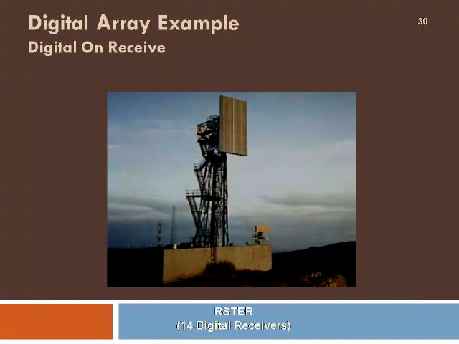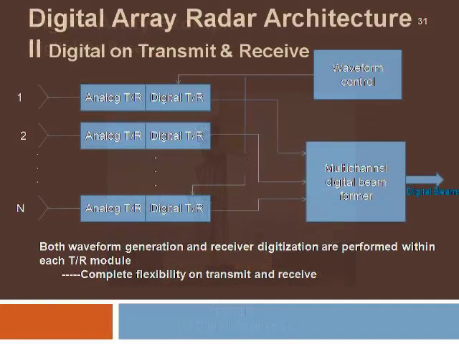So a digital on receive system is shown in this slide here. There are 14 digital receivers in this. Then digital on transmit and receive, that is, here we are going to transmit the digital signals up to the antenna point from the ground station. That is, the basic generator is going to generate digital signals only, which will be amplified in a digital amplifier and taken up to the level required for the transmitter. So at the transmitter point near the antenna, we are going to convert these digital signals into analog form.